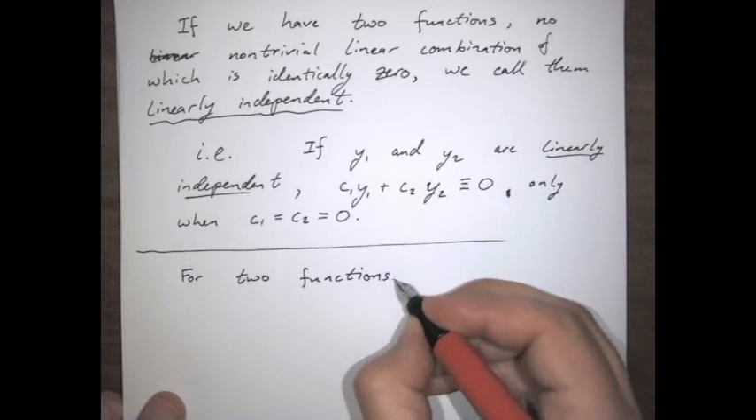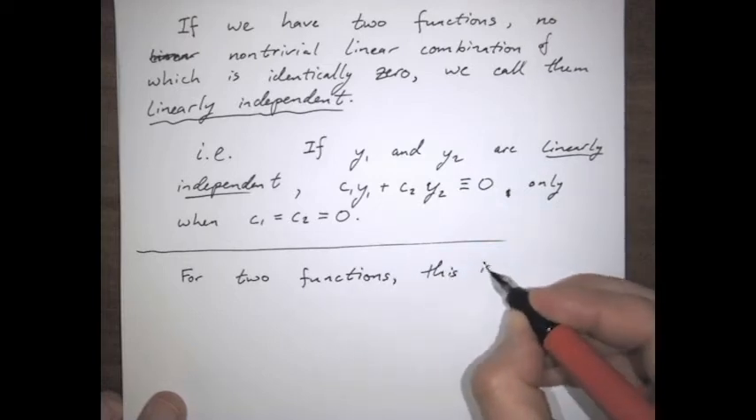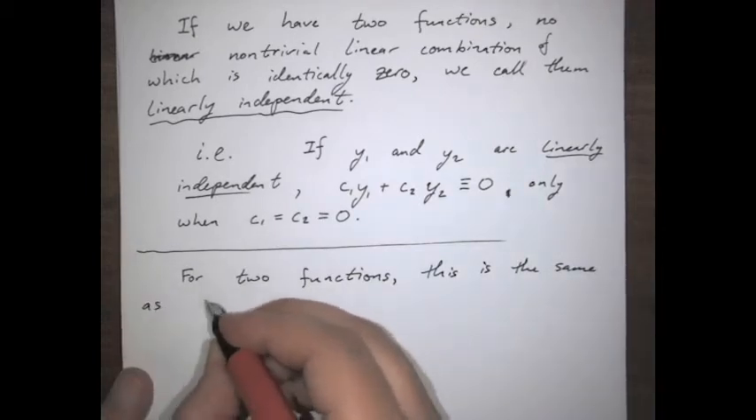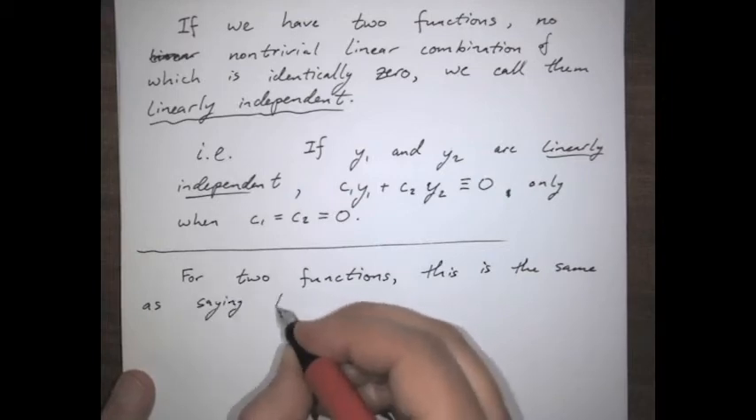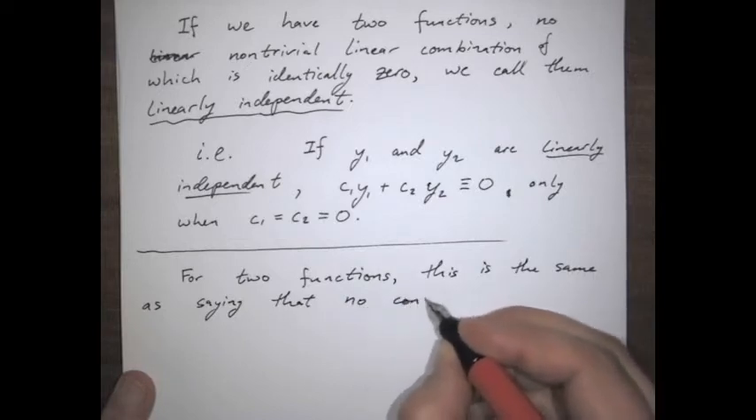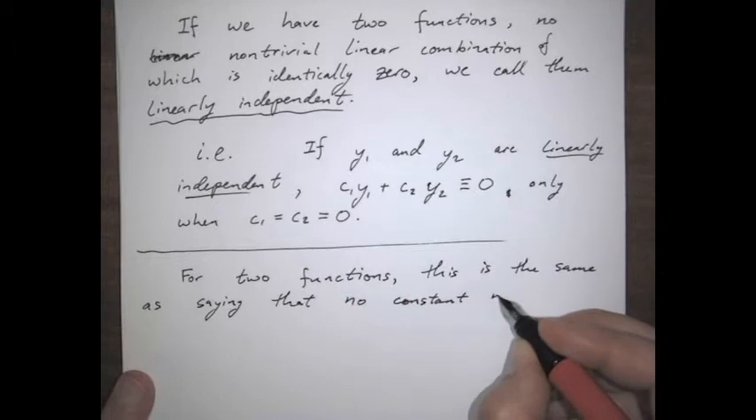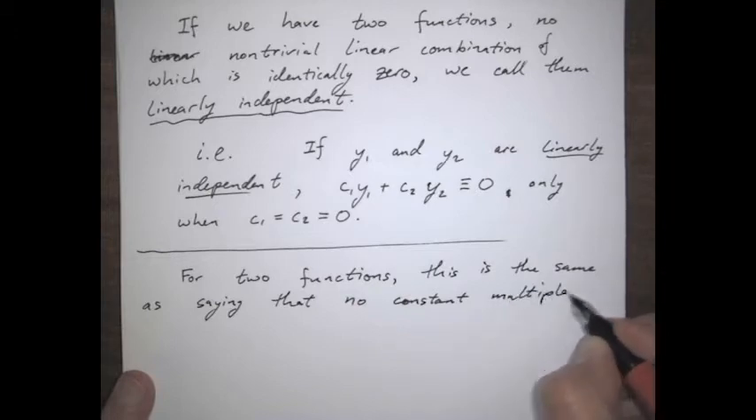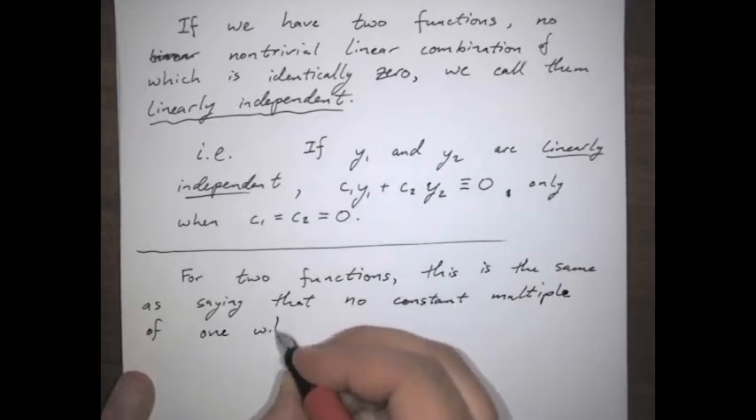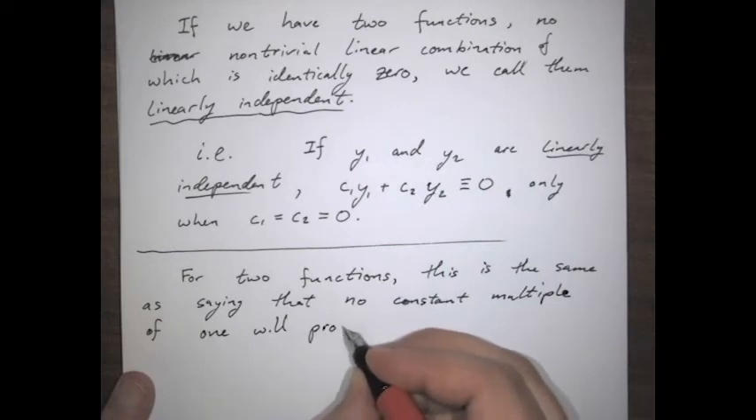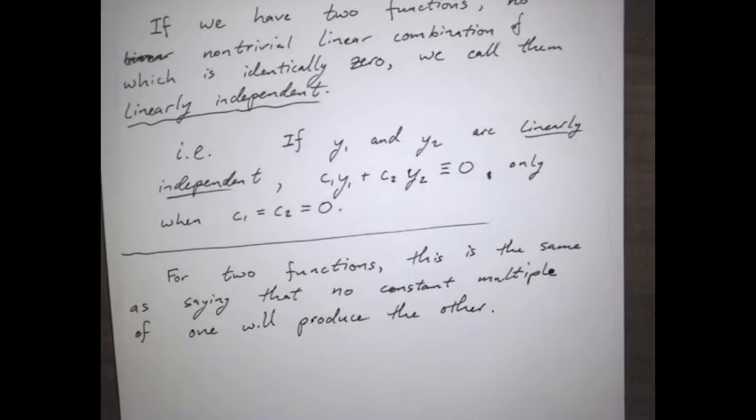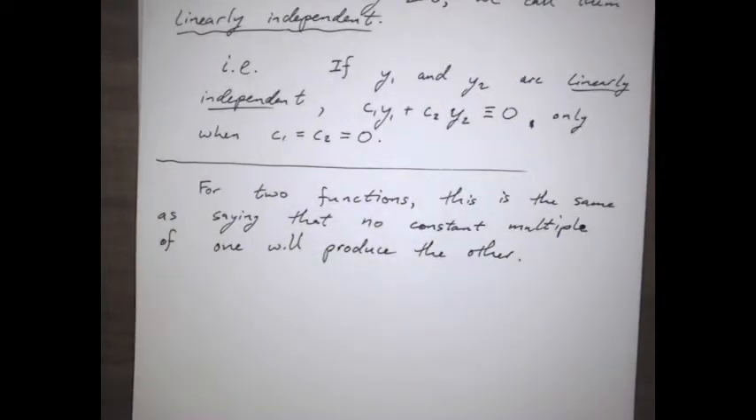For two functions, this is the same as saying that no constant multiple of one will produce the other. Okay.